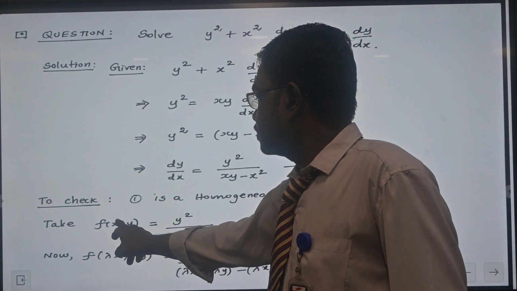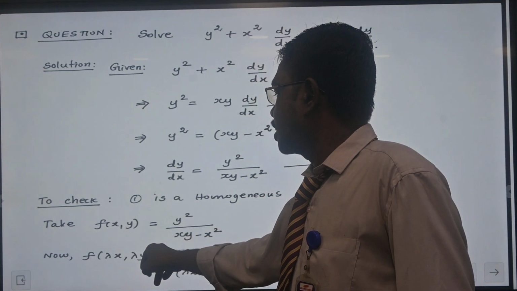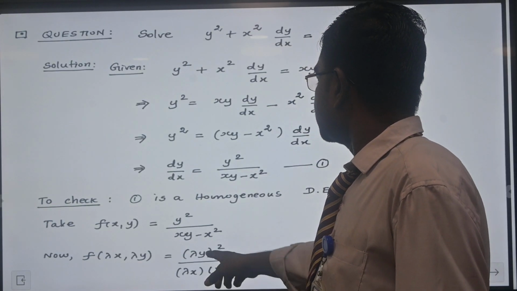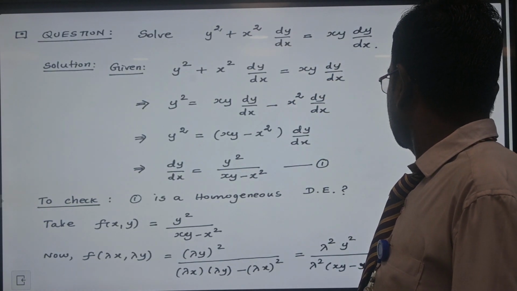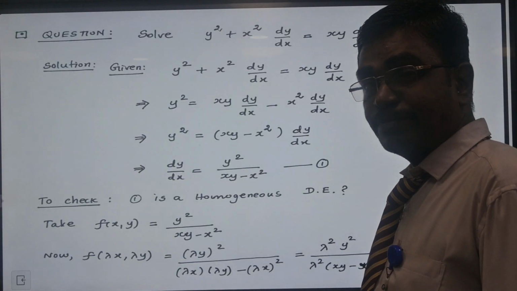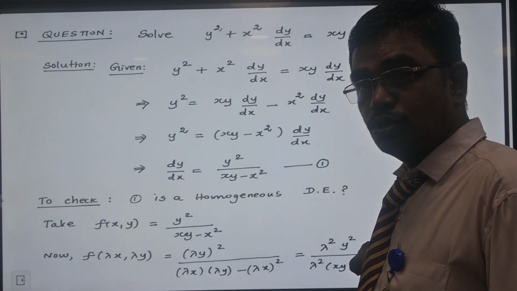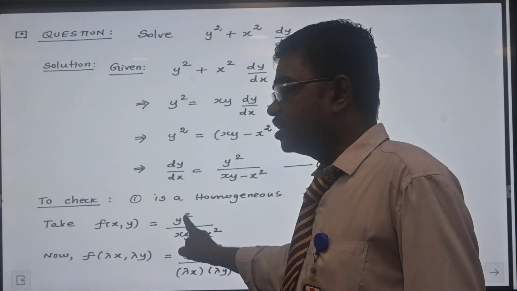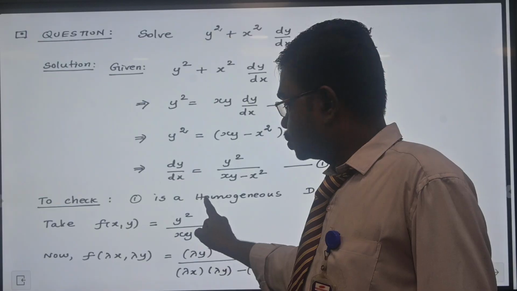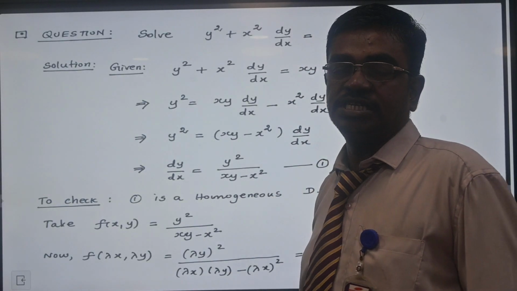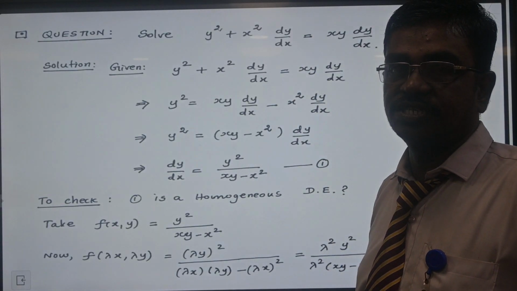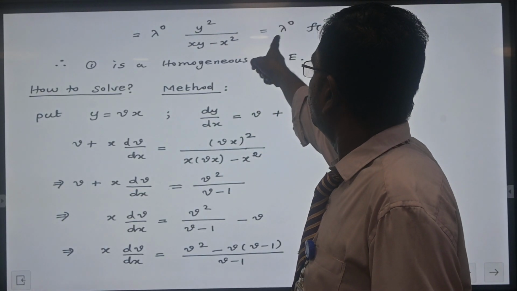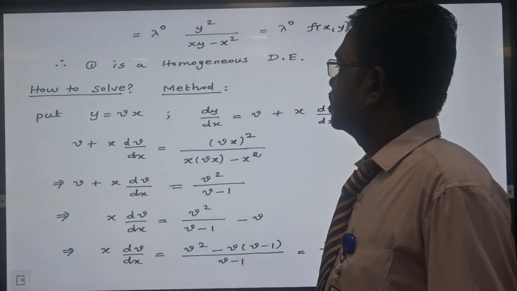Replacing x by lambda x and y by lambda y, after simplification we get y square by xy minus y square times lambda power 0. Lambda power 0 means degree 0. Therefore, it is a homogeneous function of degree 0. So this differential equation is called a homogeneous differential equation.